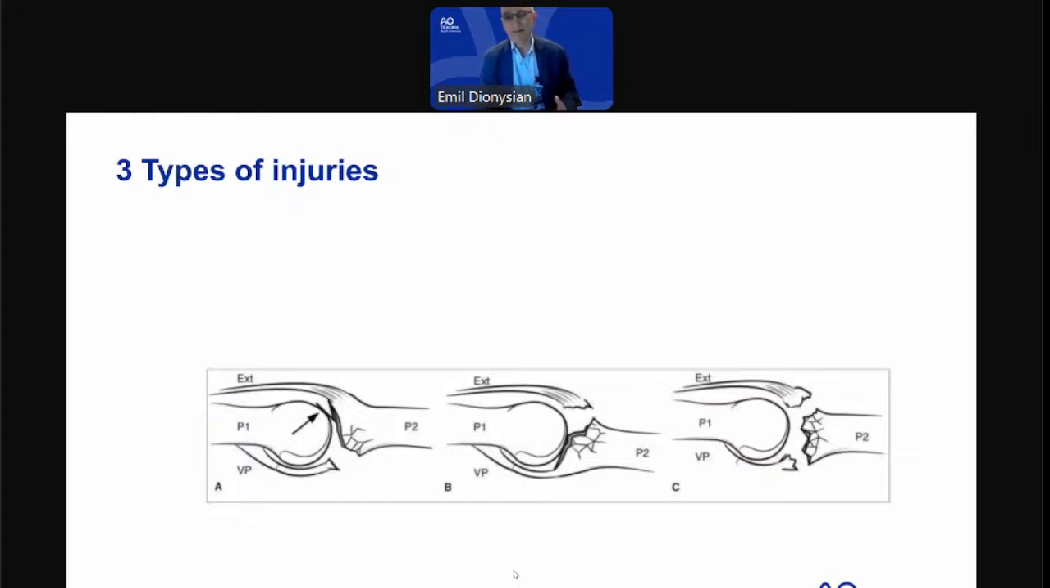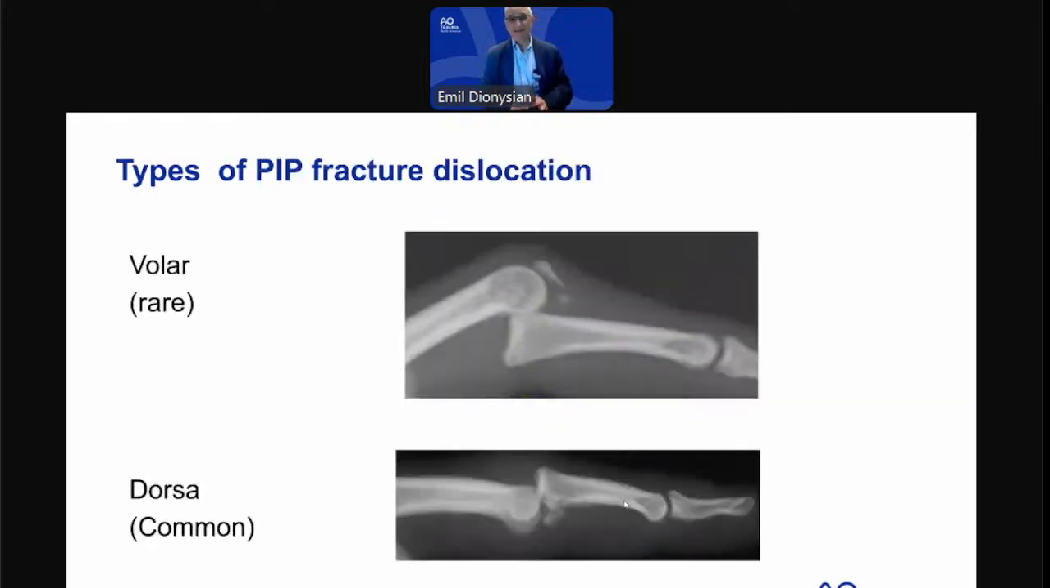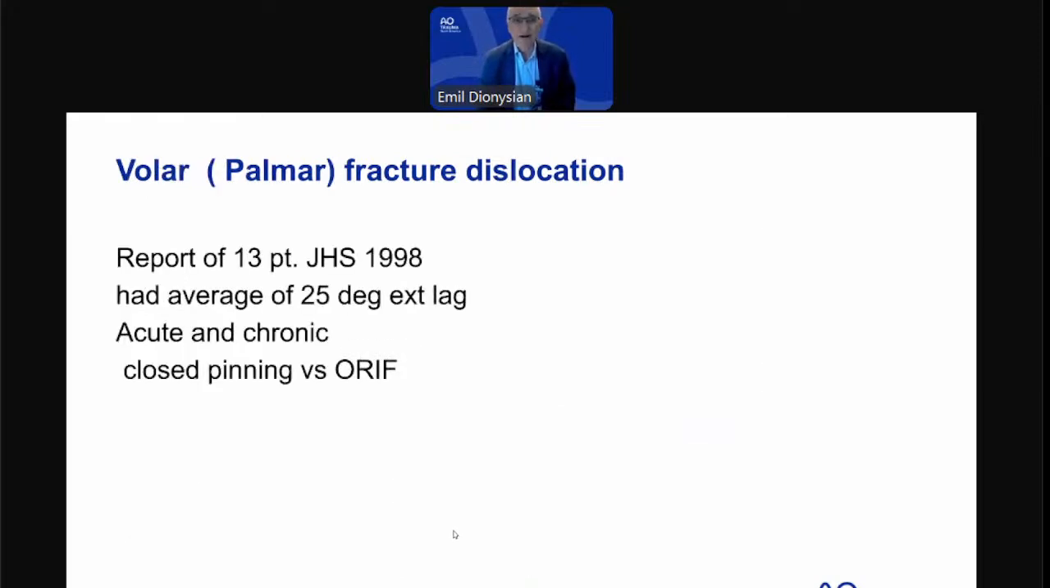So in terms of PIP injuries, you can have a dorsal fracture dislocation, a volar fracture dislocation, or a comminuted fracture, which is not a classic dislocation, but we call it a pilon fracture. In terms of the classic fracture dislocation, basically there are two common types. There are the dorsal and the volar. The volar is much rarer, but the dorsal is pretty common, as you see in this picture.